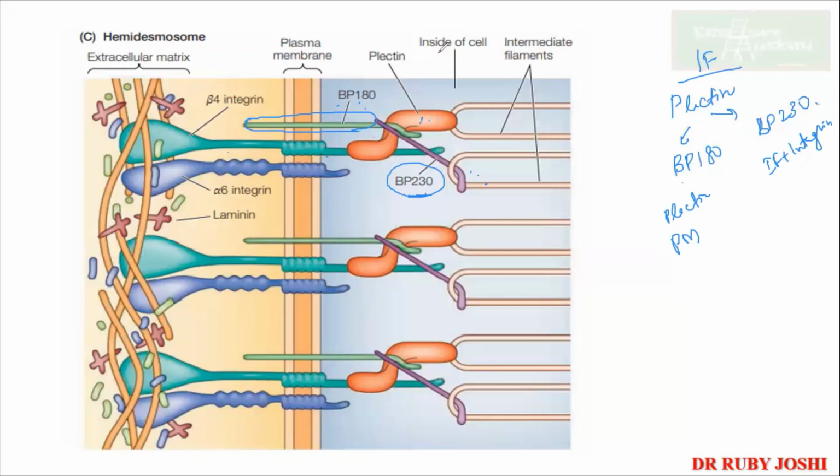Good, good. Now the question is, what is BP? Okay, so BP was named because these were found mutated in the autoimmune disorder. So BP stands for bullous pemphigoid.